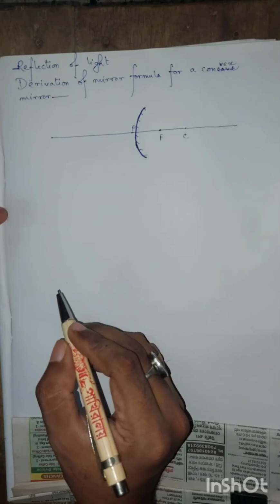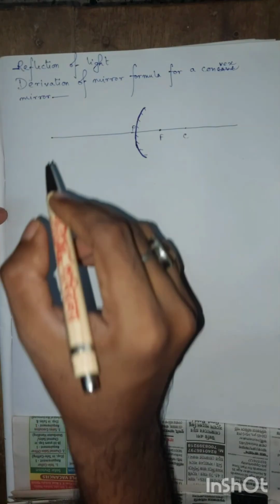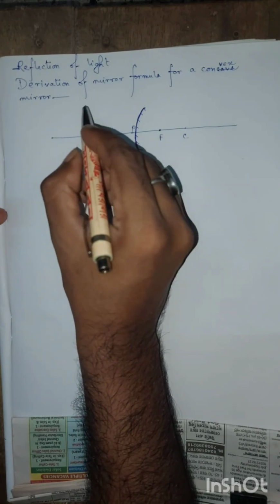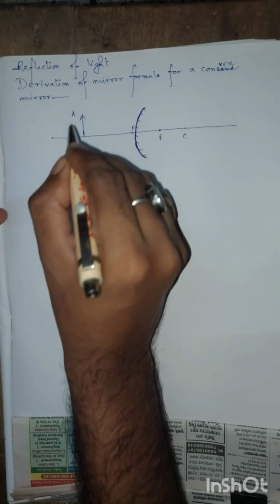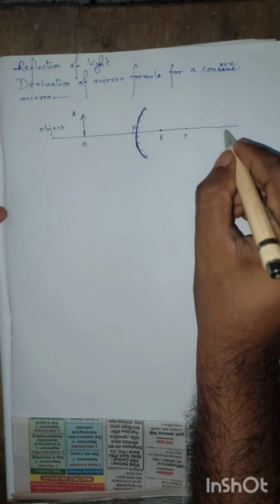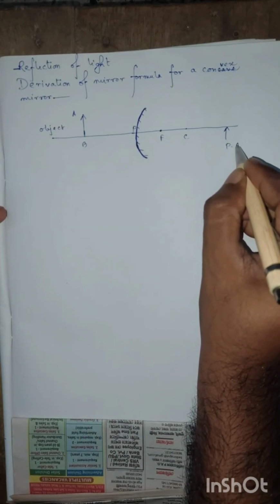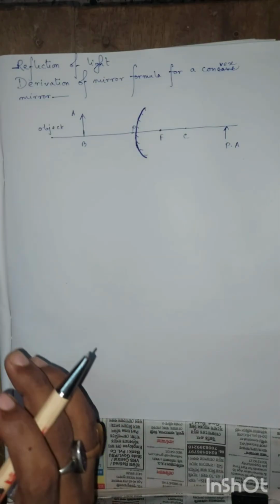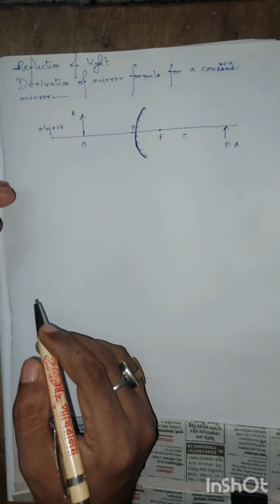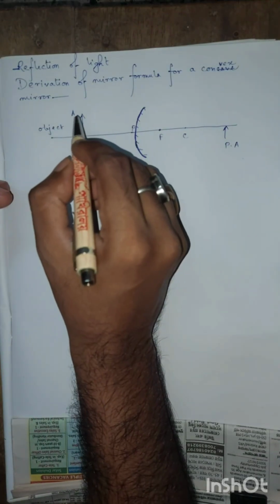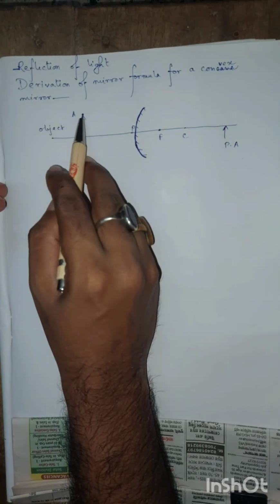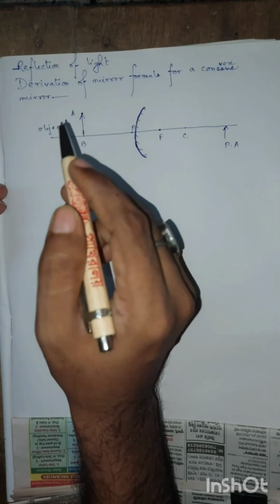Now let us assume an object is placed in front of the mirror. This is our object AB. This is our principal axis PA. Now let us take a point at the tip of the object from where light rays are coming out.